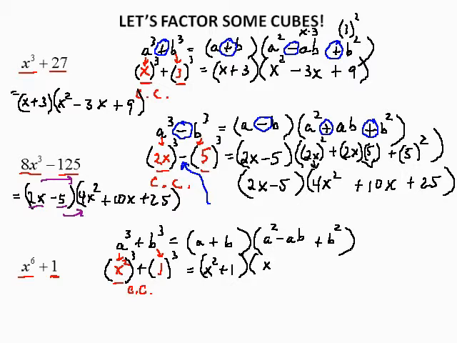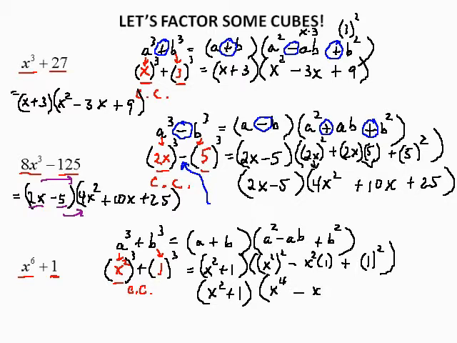A squared would be, oh, be careful here, x squared squared. Because A, remember, wherever we see an A, we're putting in x squared. Minus AB, x squared times 1, plus B squared, don't mess with those signs, 1 squared. These are fun, huh? All right, so this final one would factor into x squared plus 1 times x squared squared, which is x to the 4th power, minus x squared plus 1. So that is what this would factor into cube-wise.